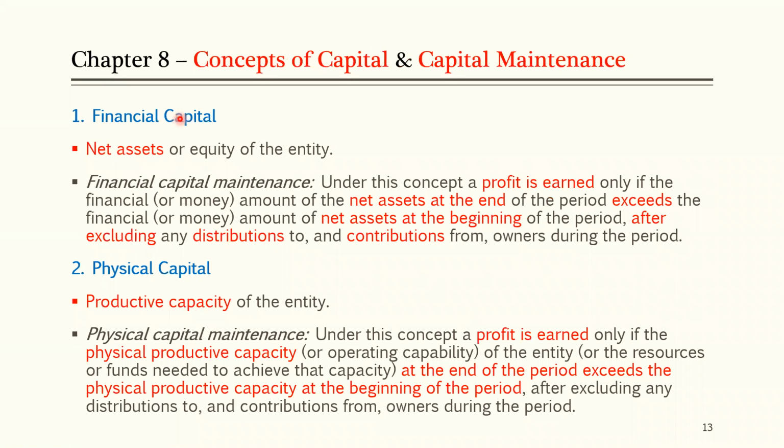And the last chapter discusses the concepts of capital and capital maintenance. There is no change compared with the previous conceptual framework; it is in the revised conceptual framework as it is. This chapter has not changed. Here there are two concepts of capital: financial capital and physical capital. Financial capital means net assets. Physical capital means productive capacity, that is, the units we produce.